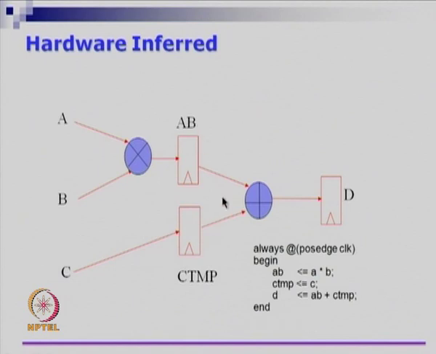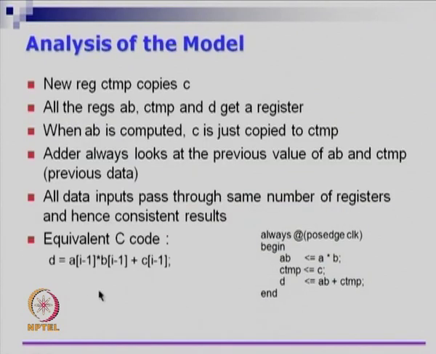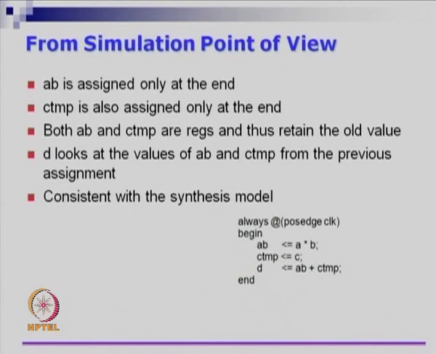So, the equivalent code, in software, you would have written it as D is A of I minus 1 times B of I minus 1 plus C of I minus 1, which is perfectly fine as long as all the inputs that we are having are supposed to be coming from the same instant, only that the output is coming 2 cycles late. That is something that you have to watch out for, that is all.